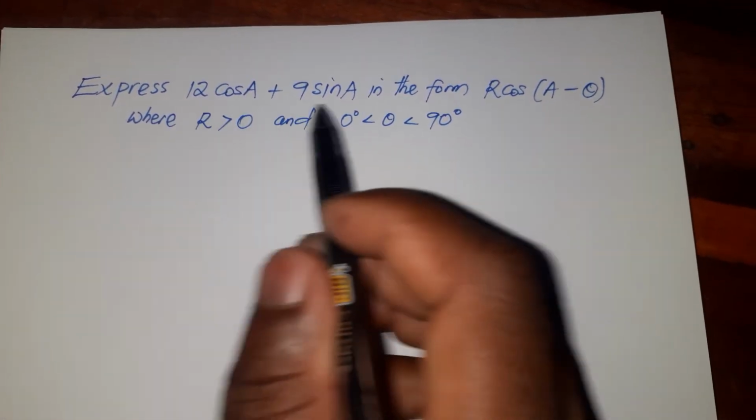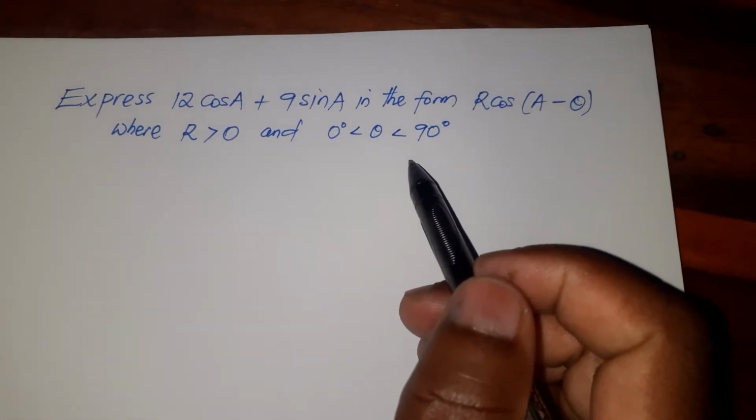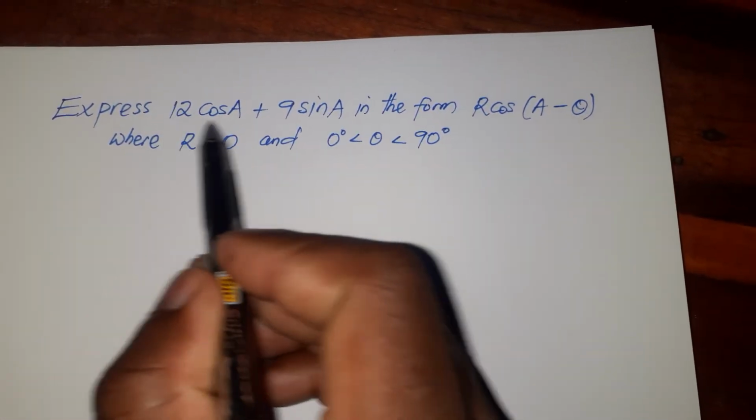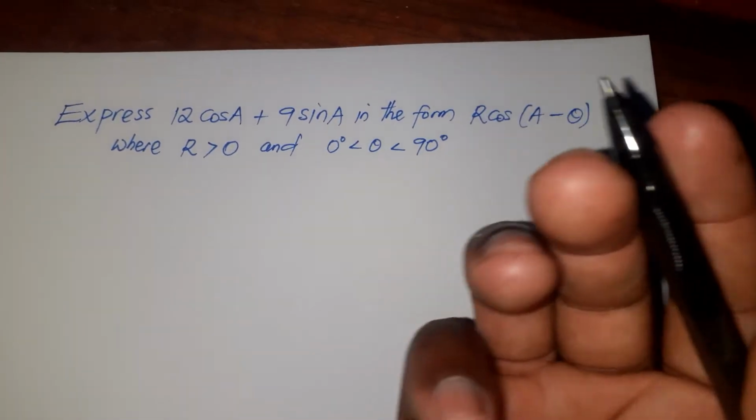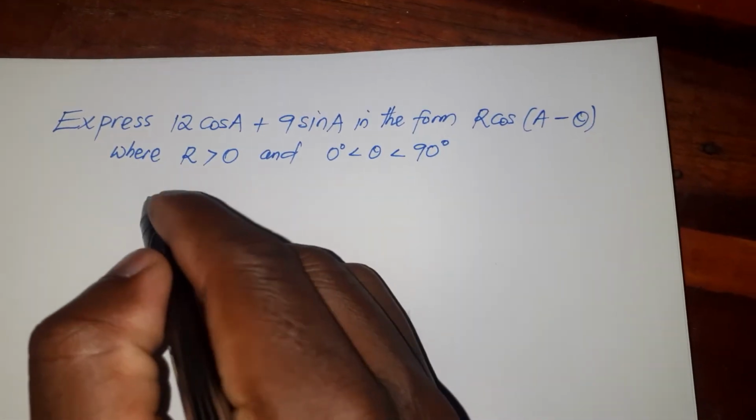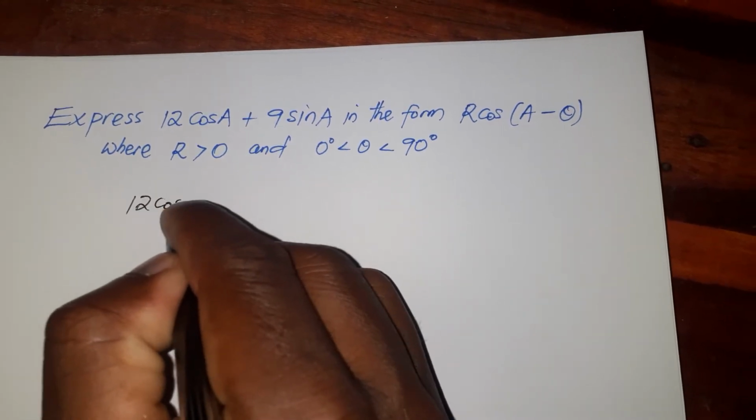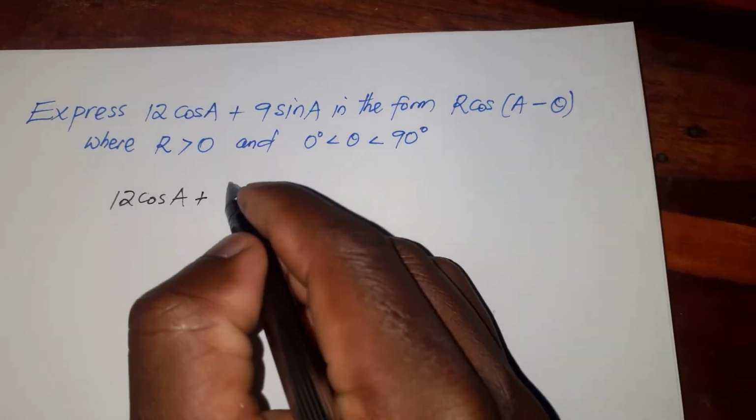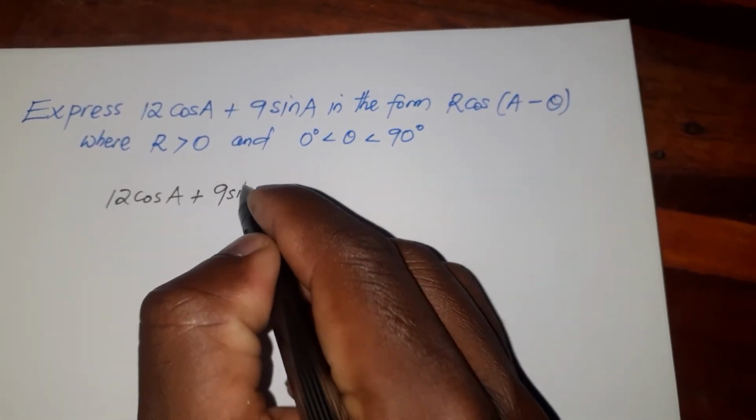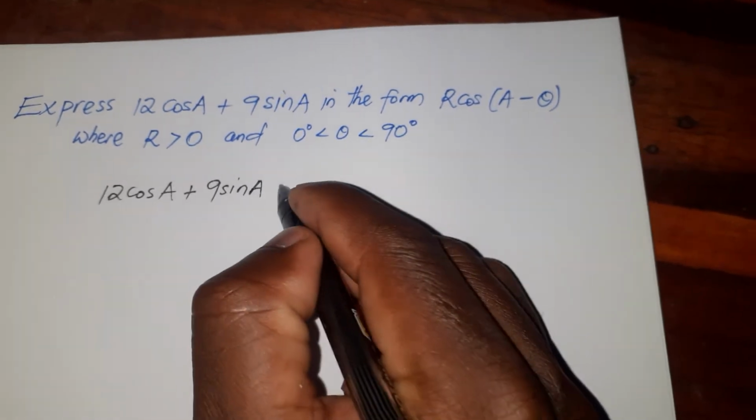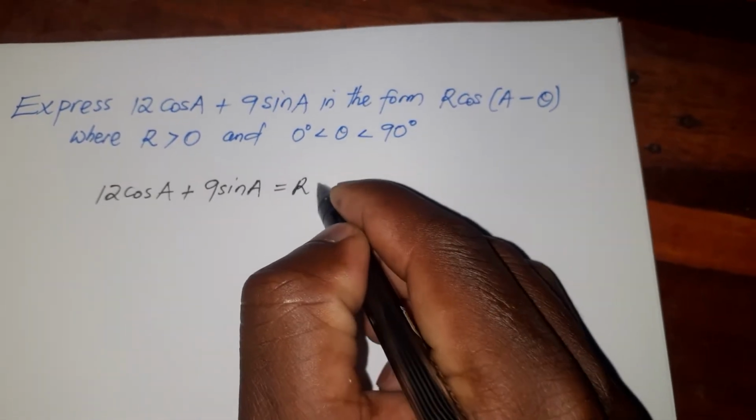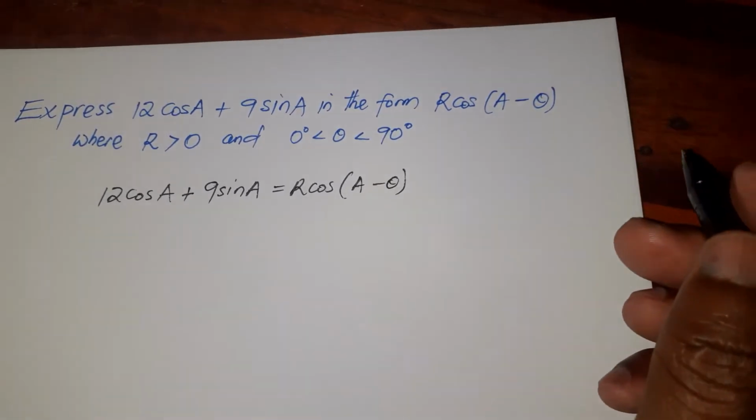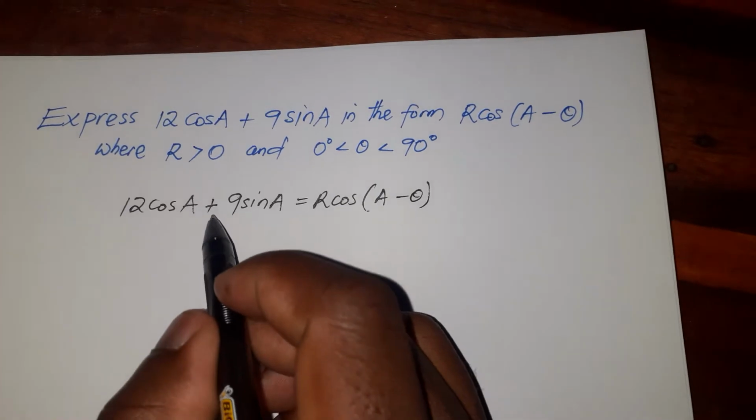Now, what you need to know is that in order for us to write this expression in that form, the first step is to rewrite that expression. We have 12 cosine A plus 9 sine A equals R cosine of A minus theta. That is the first step. We want to write this in that form.